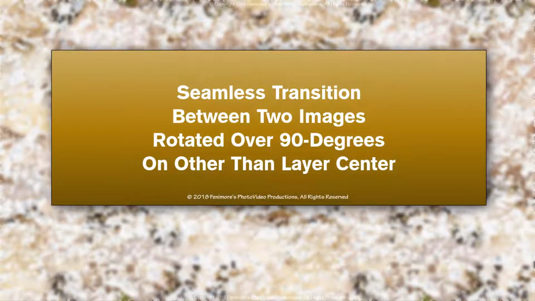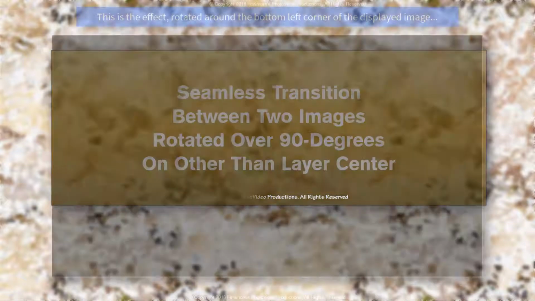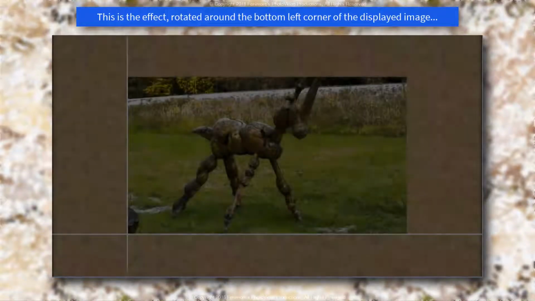Welcome to my tutorial on seamlessly transitioning between images during a rotation of only 90 degrees. These images are rotated on other than layer center, and in this case, they're rotated on a corner. This is the effect that we'll create.